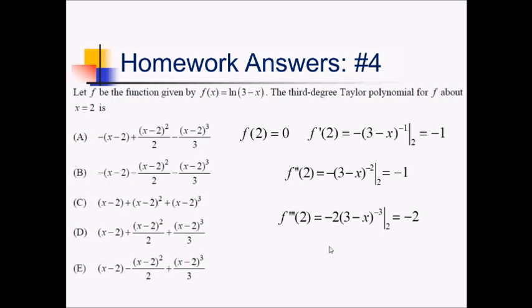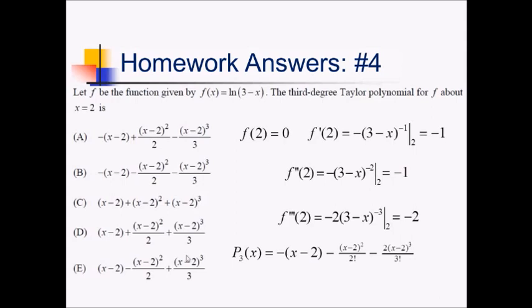Okay, so let's build our polynomial now. We have f of 2, which was just 0, so we don't have to write that. Now we're going to have minus 1 times, this is centered at 2, so it should be x minus 2. Next, we're going to have minus 1 times x minus 2 squared over 2 factorial. Then we're going to have minus 2, parentheses, x minus 2 cubed over 3 factorial.